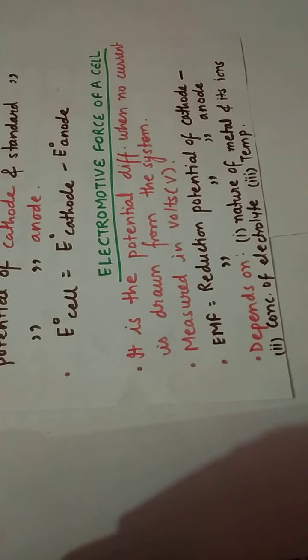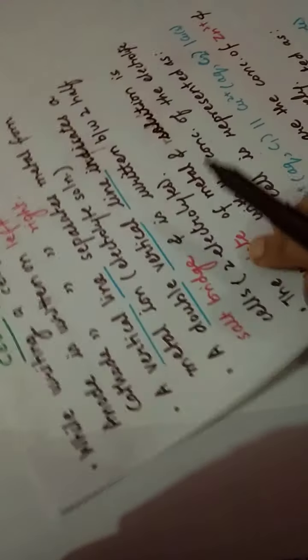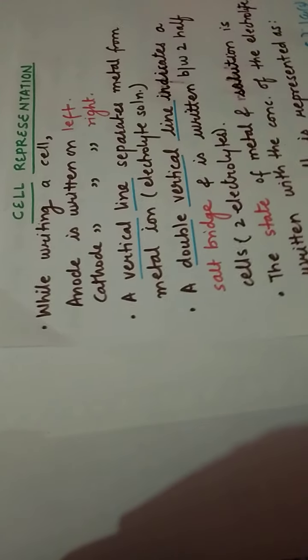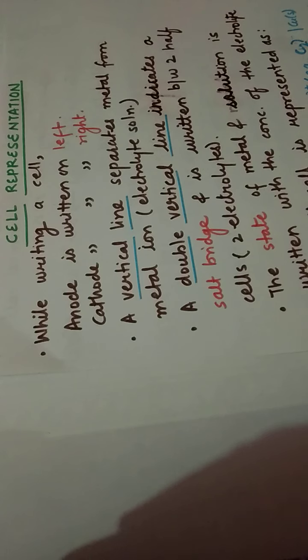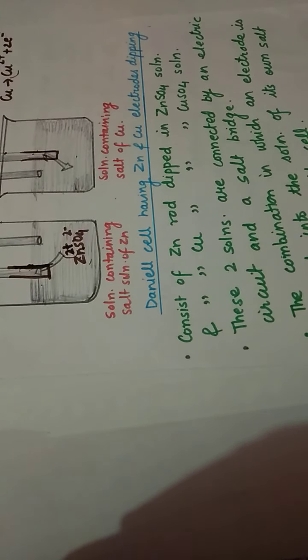So these are the factors on which the EMF of a cell depends. Now the next one is cell representation. As we are studying a cell, if you are writing a cell, then in that case, children, again I would like to come to this diagram.